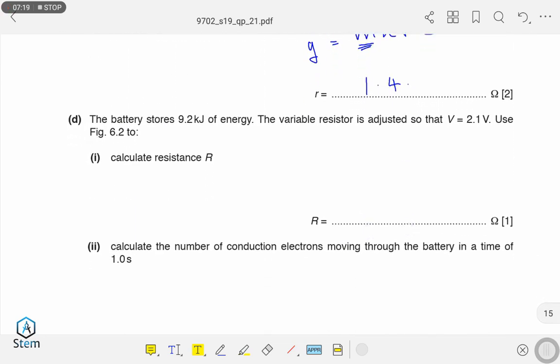The battery stores 9.2 kilojoules of energy. The variable resistor is adjusted so that V is equal to 2.1. Use the figure to calculate resistance R. Alright, so when our V is equal to 2.1, let's see what is the value of current.